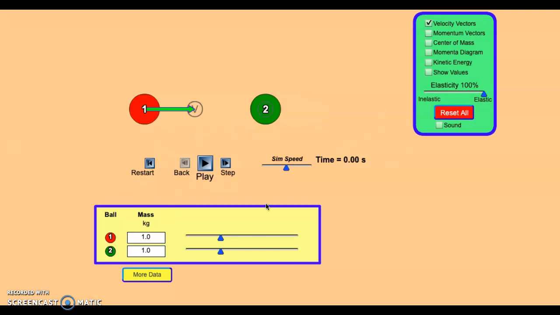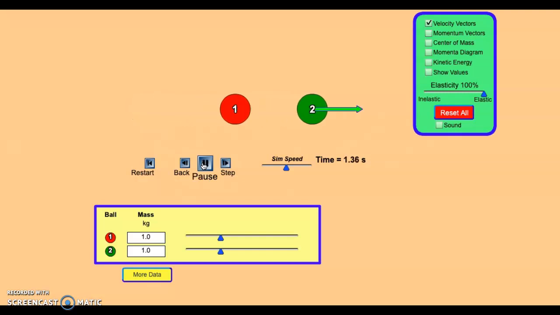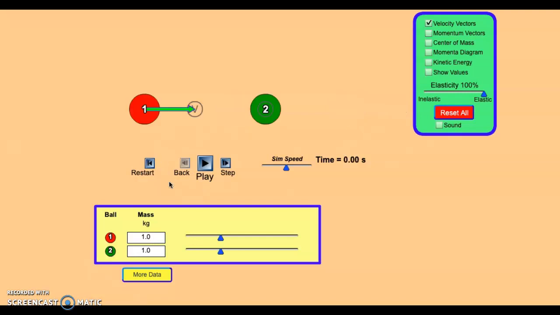So I'm going to reset that. Notice I've changed this to 100% elastic. Same masses, again, one moving, the other sitting still. Okay, so go ahead and pause and answer the first questions, and then when you're ready, restart the video for the next data set. In this test, we're going to be having one moving object with an equal mass.